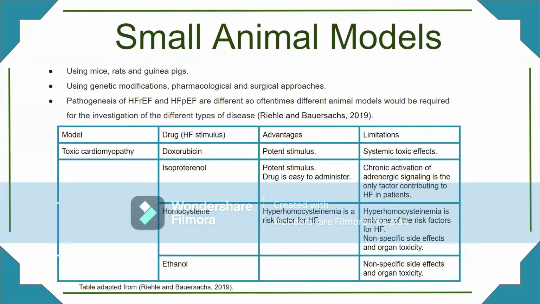So I mentioned the pharmacological approach of developing heart failure in animal models. And here on the table, we have a summary of a few drugs that can be administered to the animals in order to achieve a toxic cardiomyopathy model. Depending on what the study is trying to achieve and what type of disease is being studied, the models are going to vary as they all have different advantages and limitations, and their limitations are mainly concerned with systemic toxic effects or organ toxicity and non-specific side effects.